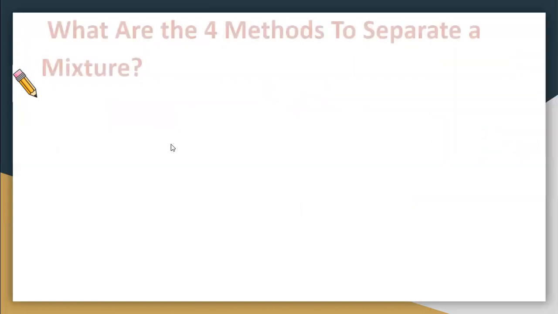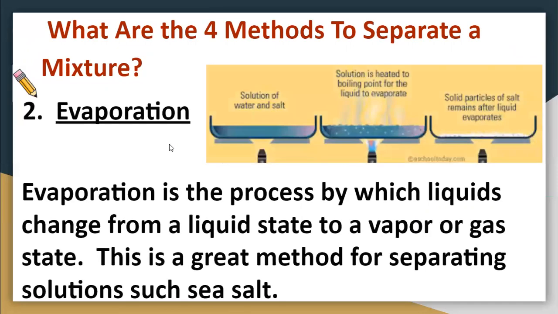Another way to separate a mixture is evaporation. Evaporation is the process by which liquids change from a liquid state to a vapor or gas state. This is a great method for separating solutions such as sea salt. So there's an example of how they get sea salt. They take a solution of water and salt from the sea. The solution is heated to boiling point, and then the liquid is evaporated away, and what's left is the delicious sea salt right there. That's a way of separating out sea salt.